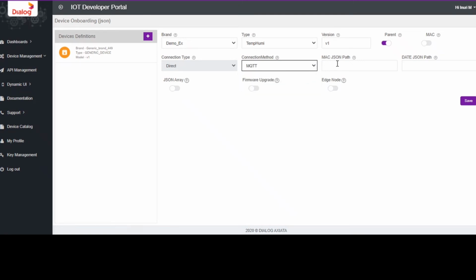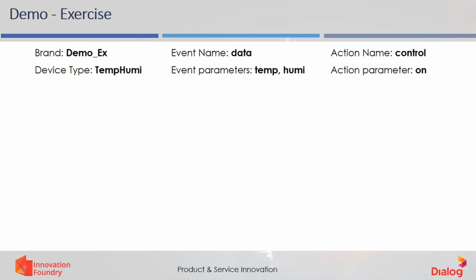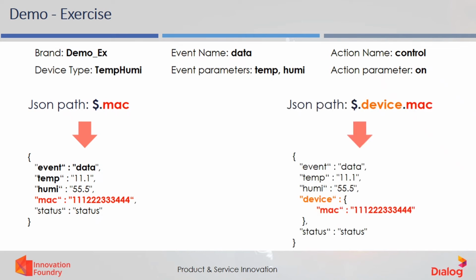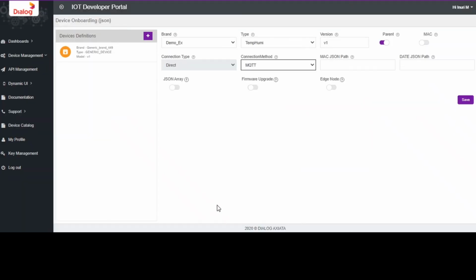Next, you have to set up the MAC-JSON path. If you set up the JSON path as $.mac, then the event JSON would be like this. But if you set it up as $.device.mac, then it would be a nested JSON like this. For this exercise, I will set it up as $.mac. You can also configure the date.json path similar to Mac, but it is not compulsory. So once you have configured everything, you can press save.